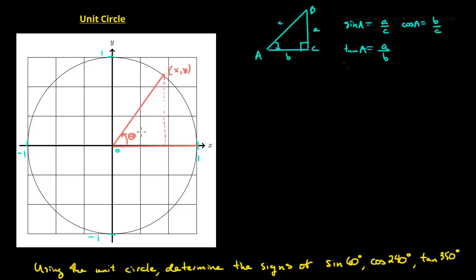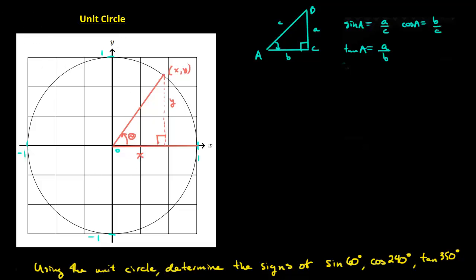Okay, so if I draw a right angle triangle for this angle that I've drawn in standard position on the unit circle, notice something. The distance between this point and this point would be just the x coordinate, so that would be x. And the distance between this point and this point would be the y value.